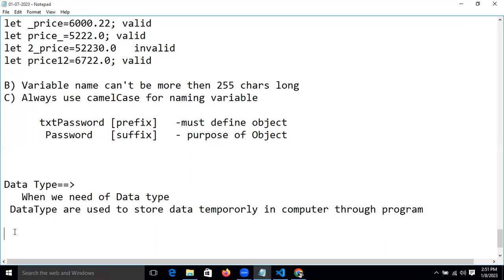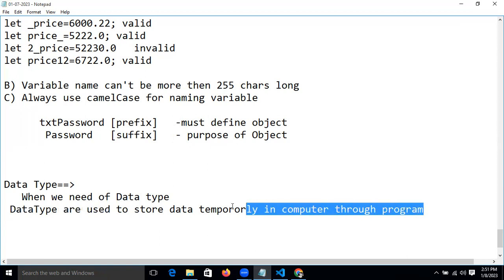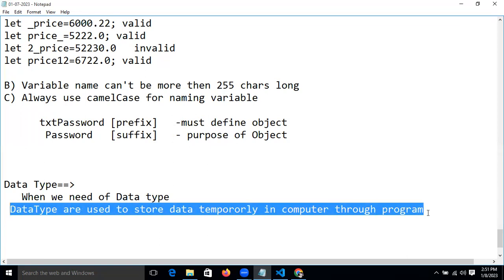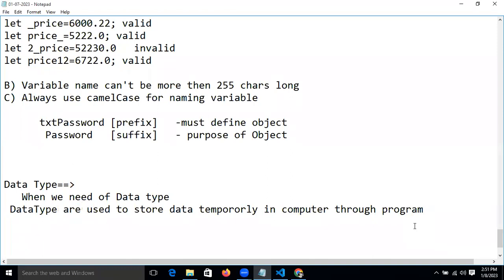Yes. So whenever we are doing programming, what we are doing is converting our real business logic into a programmatic format, right? So that is the reason we need data types in programming, guys.